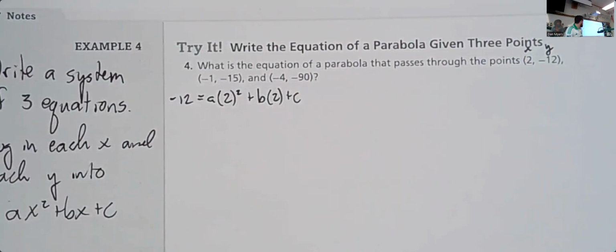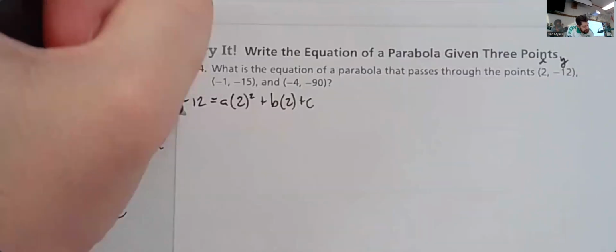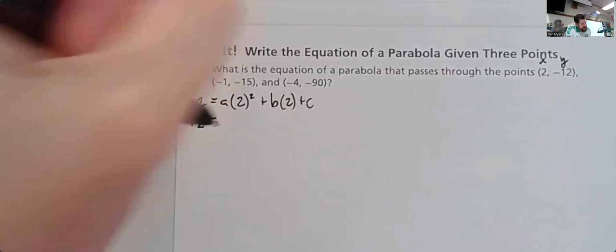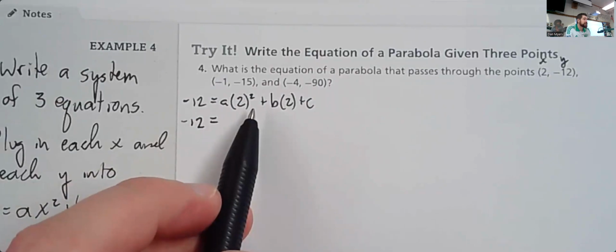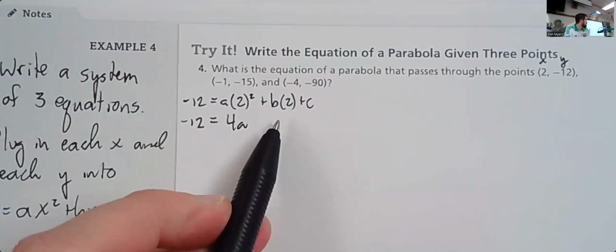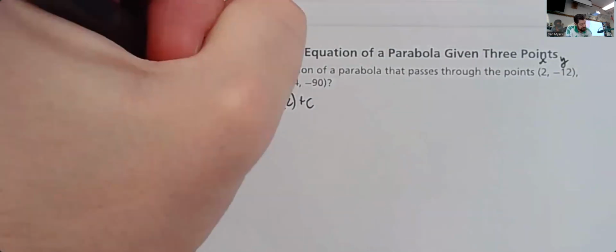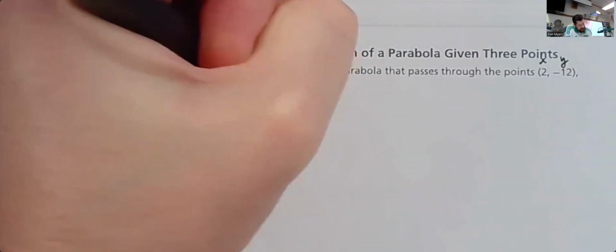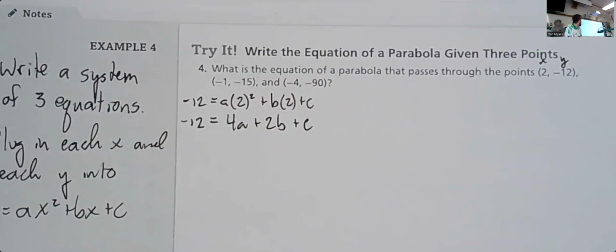Then we're going to write this in more of a standard form. So this is going to be -12 equals 2 squared is 4, and usually we put our number in front of the variable, so I'm just going to write 4a. And then plus 2b, I'm going to put the 2 in front of the variable, plus 2b plus c. So that's our first equation there.